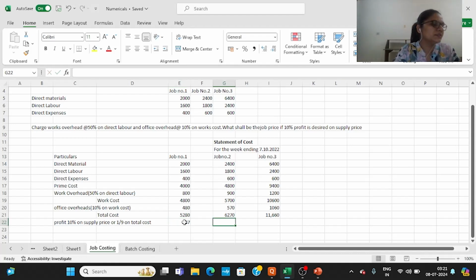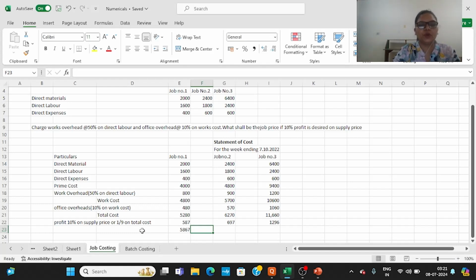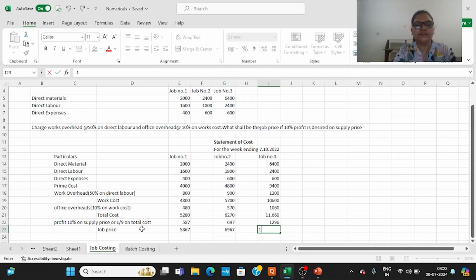and 697 in case of job number 2 and 1296 in case of job number 3. After adding, you will get 5867 as the job price for job number 1, 6967 for job number 2, and 12956 for job number 3.